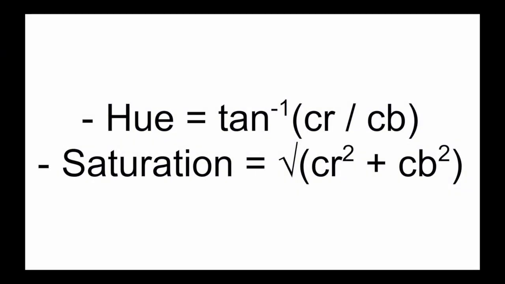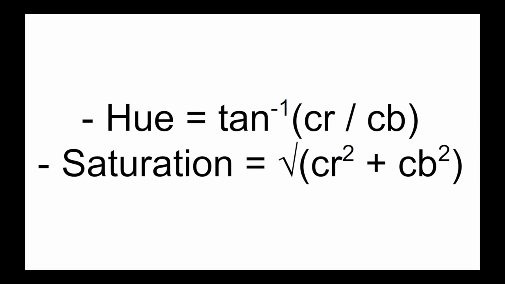When it comes to converting between the chroma channels and the hue saturation channels, we can use these formulas. Hue is equal to the inverse tangent of the Cr channel over the Cb channel. Saturation is equal to the square root of the Cr channel squared plus the Cb channel squared. If you're familiar with polar coordinates, you may recognize these equations as the formulas for r and theta for converting from rectangular to polar coordinates.